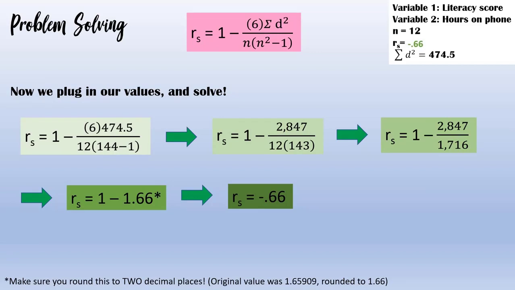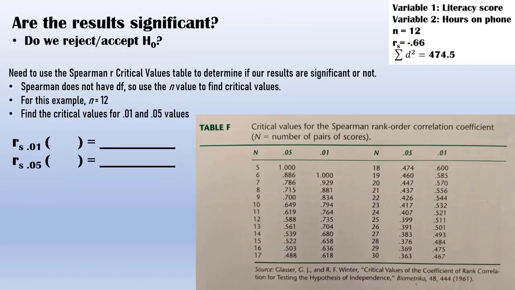So now we can check for significance, and we can write out what those results mean. Now that we have everything together, we can use the Spearman R critical value table to determine if our results are significant or not. Just a little thing to note, Spearman does not have degrees of freedom, which normally go right here. So we use the pairs of people in our study. That would have been 12. So 12 is going to go here and here.